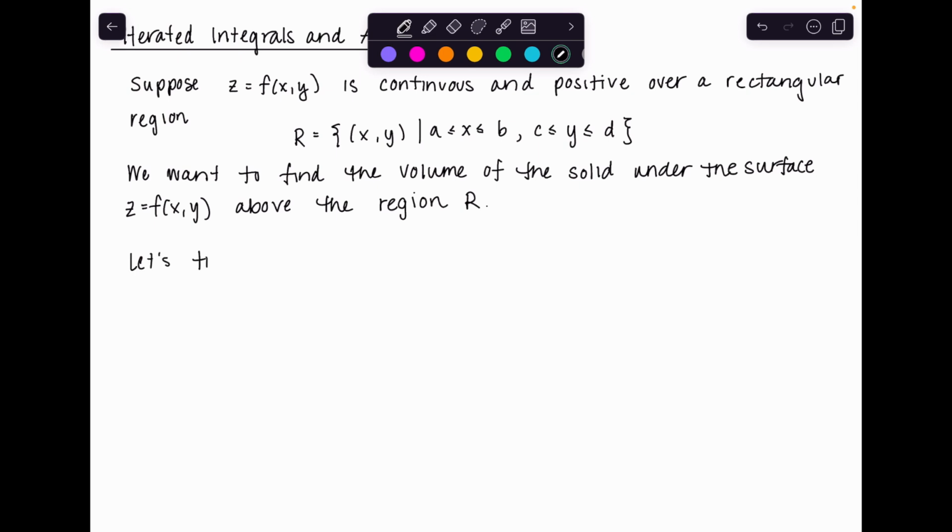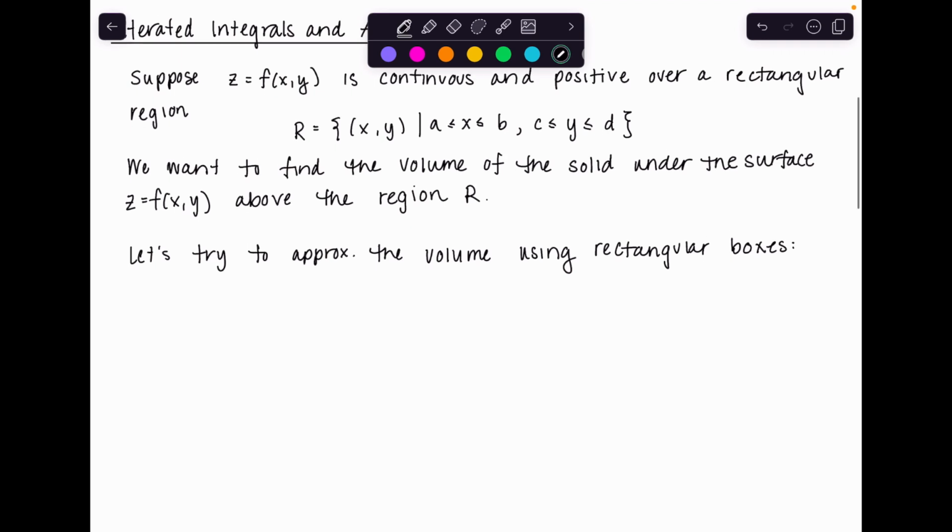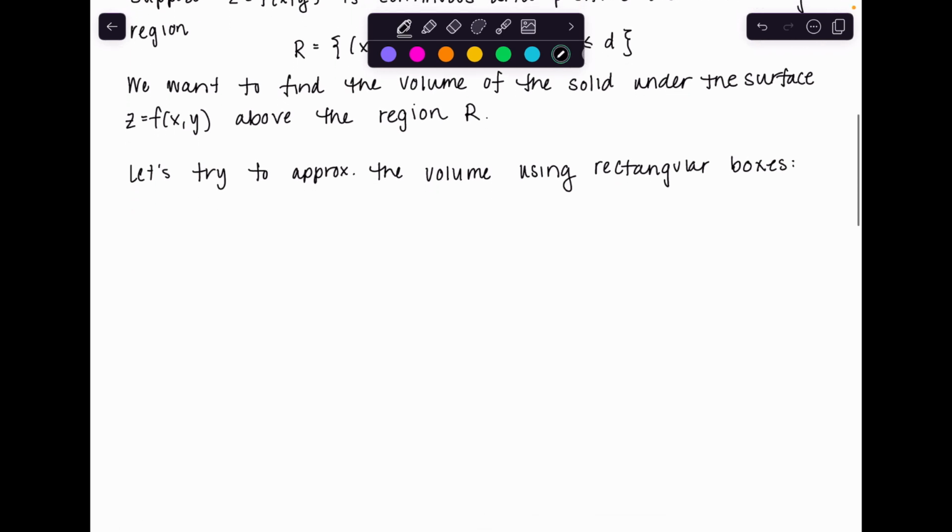Let's try to approximate the volume using rectangular boxes. So I'm going to do my best to draw a really nice picture for this.